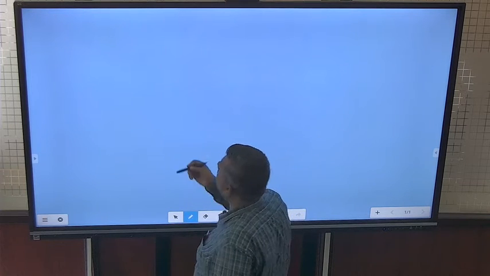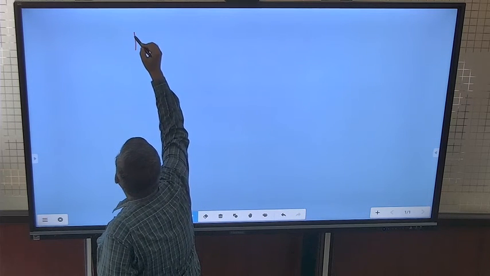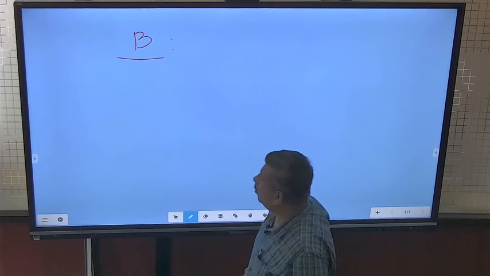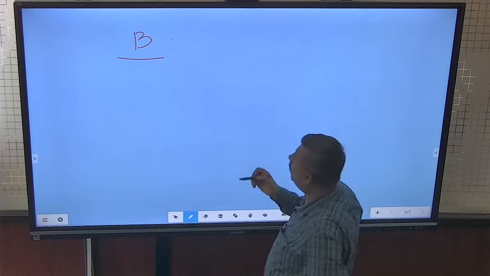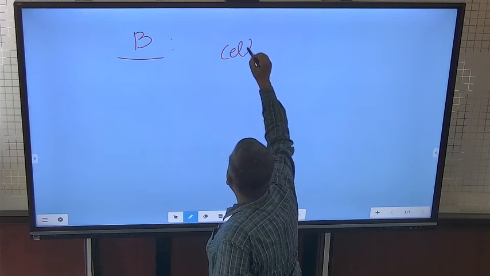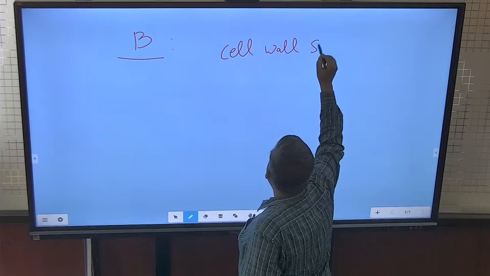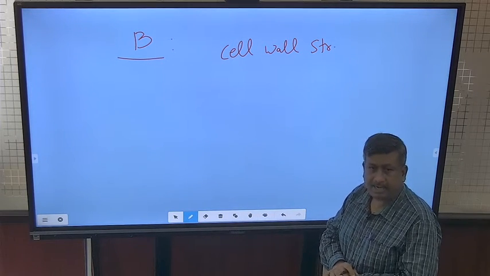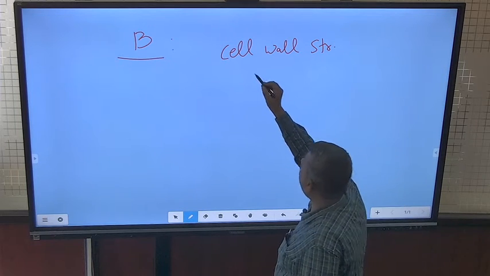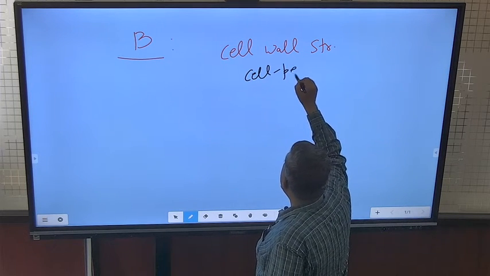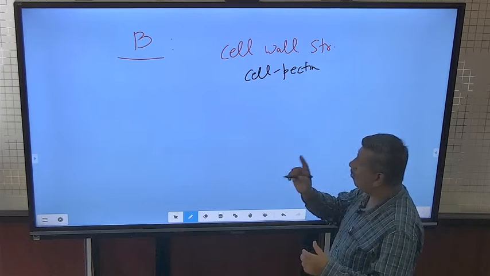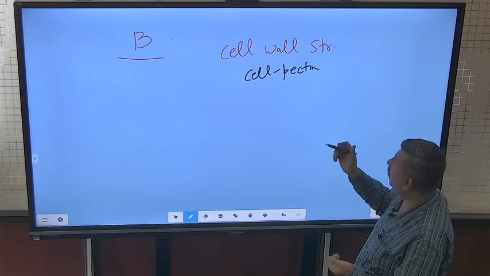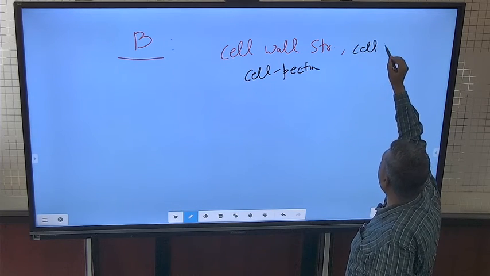The next is boron, and this boron is important for cell wall structure. It makes complexes with the cell wall pectins. So pectins are present in cell wall, and it makes the complex and gives stability to cell wall. So it is involved in cell wall synthesis also.